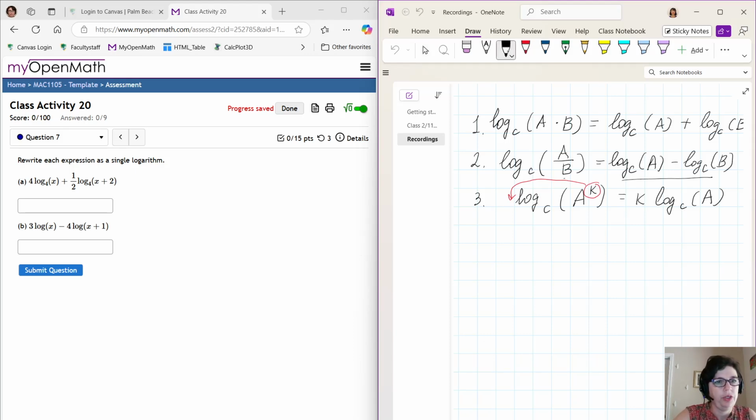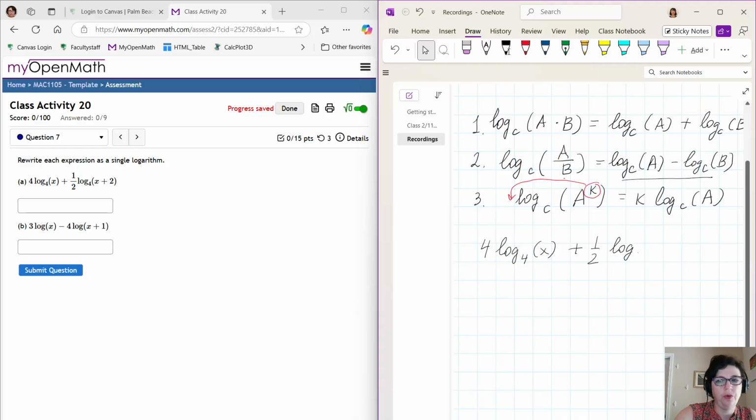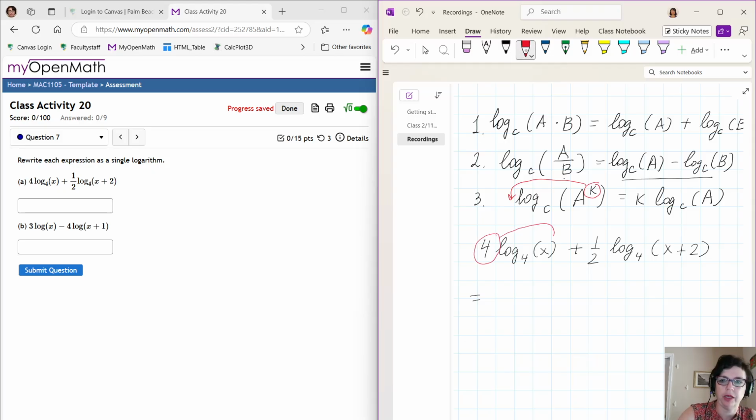Okay, guys, in this question, we are going to rewrite an expression consisting of more than one log as a single log. So for the first example, we got 4 log with base 4 of x plus 1/2 log with base 4 of x plus 2. So I will use number 3 in reverse. So instead of bringing down the power in front of the log, I'm actually going to move the number in front of the log as a power.